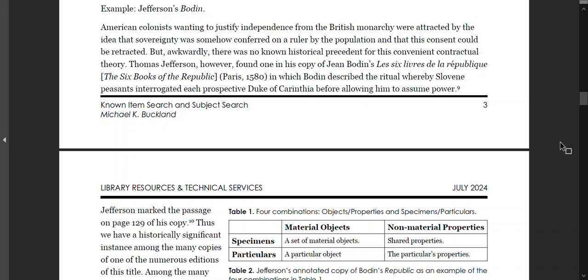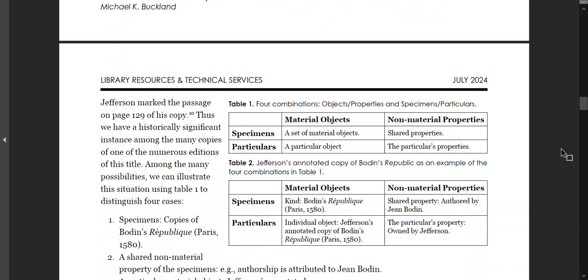Thomas Jefferson, however, found one, in his copy of Jean Bodin's Les Six Livres de la République, the Six Books of the Republic, Paris 1580, in which Bodin described the ritual whereby Slovene peasants interrogated each prospective Duke of Carinthia before allowing him to assume power. Jefferson marked the passage on page 129 of his copy. Thus, we have a historically significant instance among the many copies of one of the numerous editions of this title. Among the many possibilities, we can illustrate the situation using Table 1 to distinguish four cases.